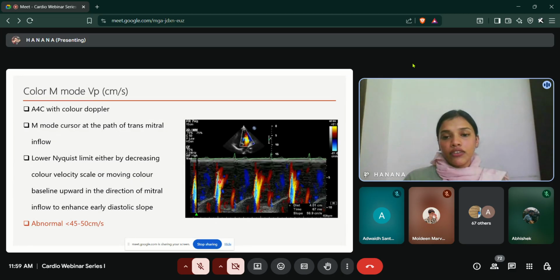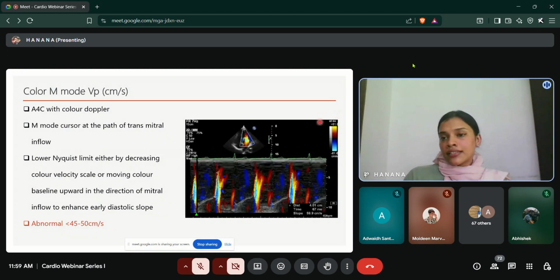This is the E wave, with the corresponding reflection to the E wave, and the corresponding reflection to the A wave. Now, lower the Nyquist limit either by decreasing the color velocity scale or by moving the color scale upwards in the direction of the mitral inflow, to enhance the early diastolic slope.